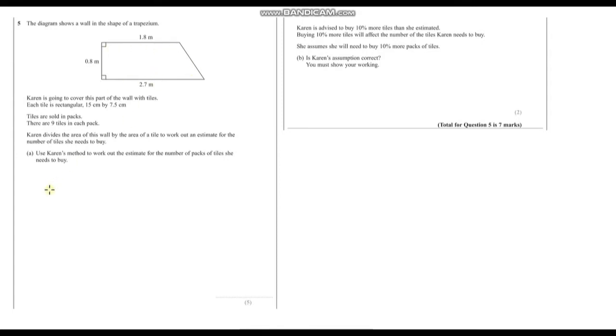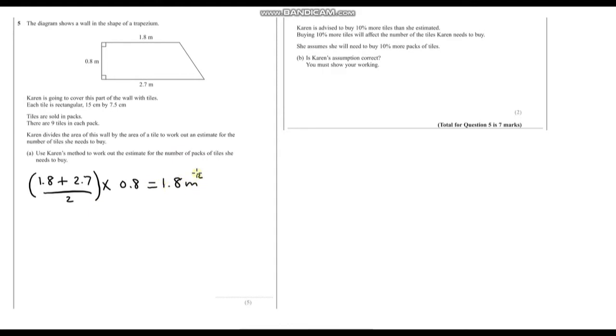So how do we work out the area of a trapezium? Well, we need to add the parallel sides together, first of all. So we do 1.8 plus 2.7. And we half that, divide it by 2, and multiply it by the height of our wall, which is 0.8. And when we put all of this into our calculator, we get 1.8 meters squared.